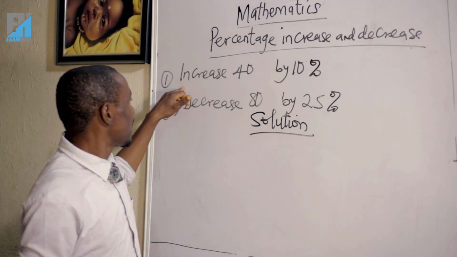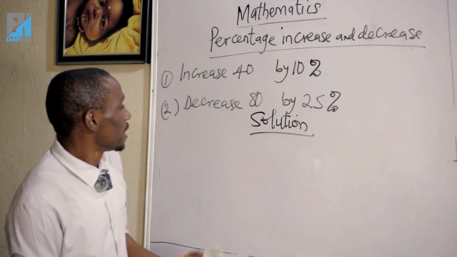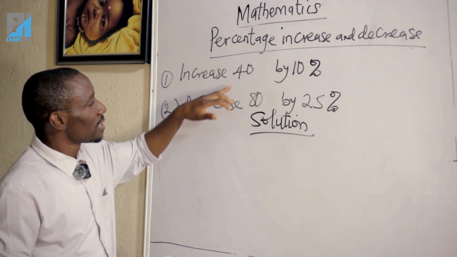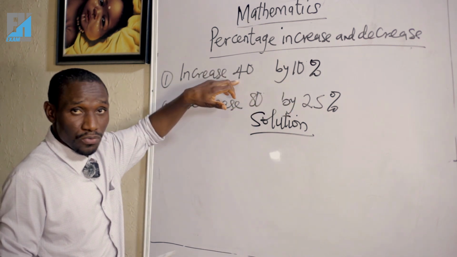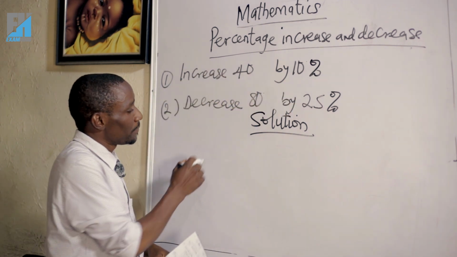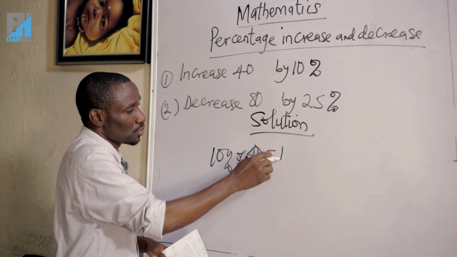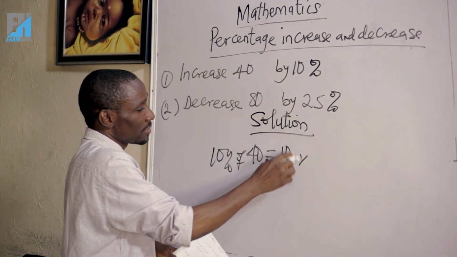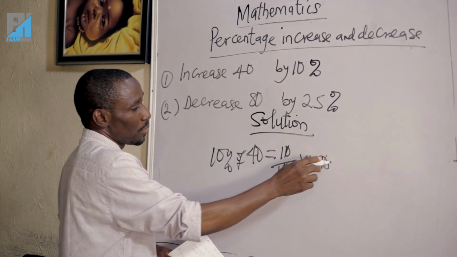So this one says increase 40 by 10%. Increase 40 by 10% means you find 10% of 40, then you add it to what? 40. 10% of 40 is equal to 10 over 100 times 40. 0 cancels 0, 0 cancels 0. You are left with what?